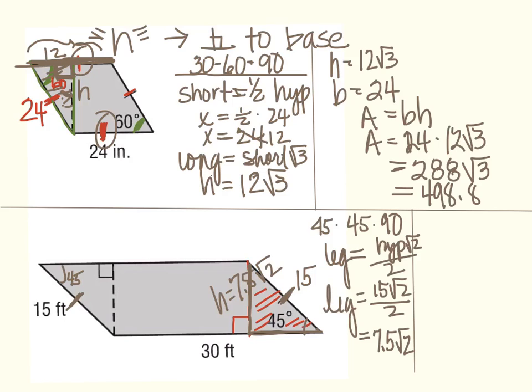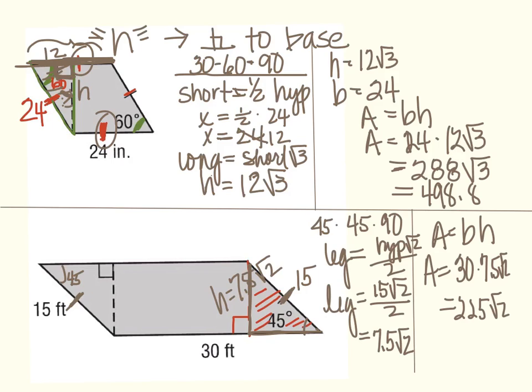Now do I have my base and my height? Yes. So my area is base times height. My area is base 30 times height 7.5 square roots of 2. And when I multiply 30 times 7.5, I get 225 square roots of 2. And you can leave it that way, but if you insist, you better round correctly. And when you round correctly, it should be 318.2.